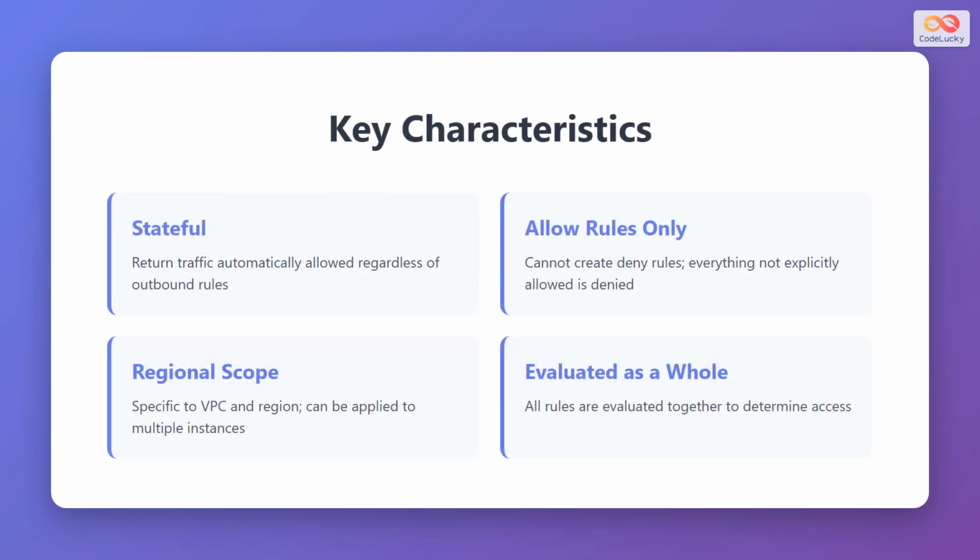Security groups have several key characteristics you need to understand. First, they are stateful, meaning return traffic is automatically allowed regardless of outbound rules. Second, you can only create allow rules, not deny rules. Everything not explicitly allowed is automatically denied. Third, security groups are regional in scope, specific to a VPC and region, but can be applied to multiple instances. Finally, all rules are evaluated together, as a whole, to determine whether to allow or deny access.